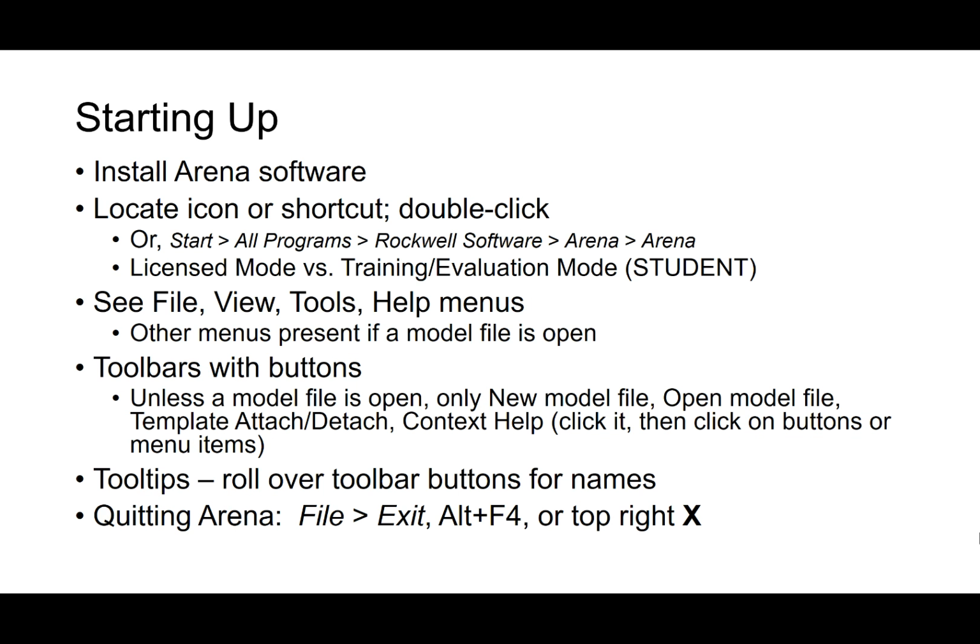In starting out, make sure to install the Arena software. If you have not done so already, the instructions for doing so are available on the Blackboard page. You should be able to sign up for a free trial, or if you want to use it for later work, you can also purchase a student version. Locate the icon or shortcut and double-click on it, and then look through the File, View, Tools, and Help menus. I would encourage you throughout the course of this particular lecture video to pause and then play around with it and try the different menus and their compatibility and what it can do.